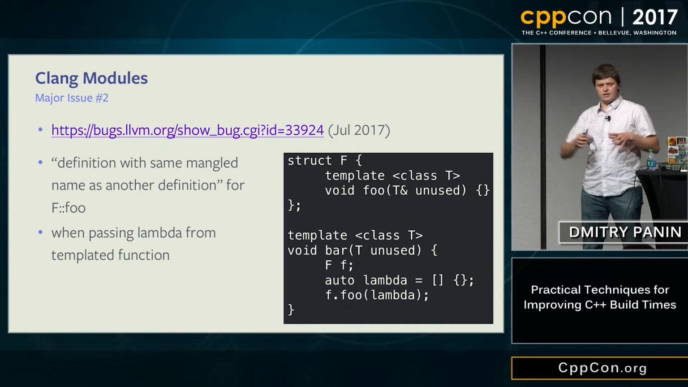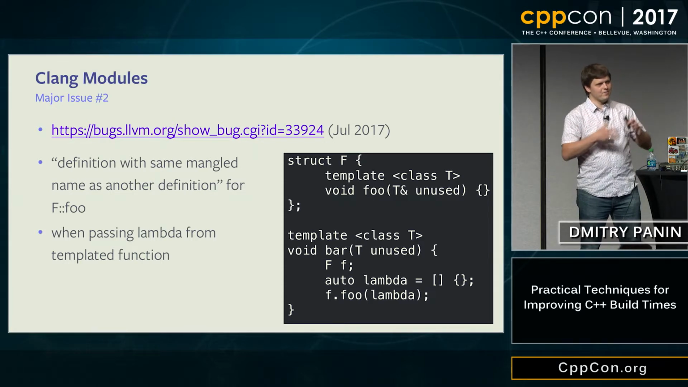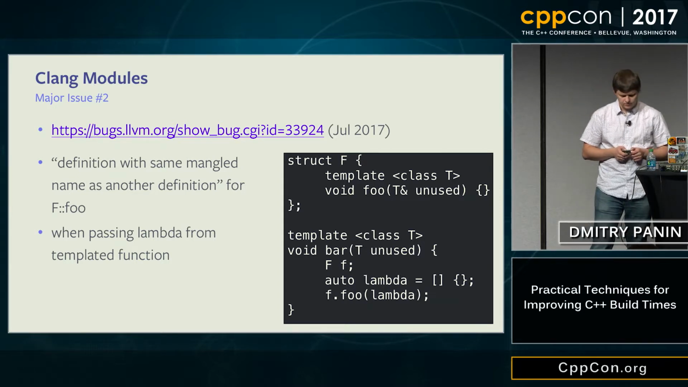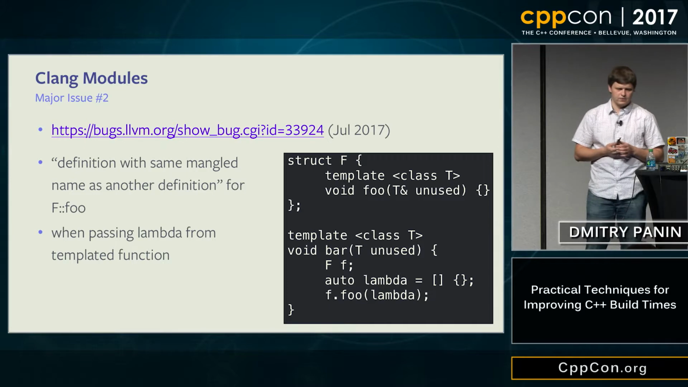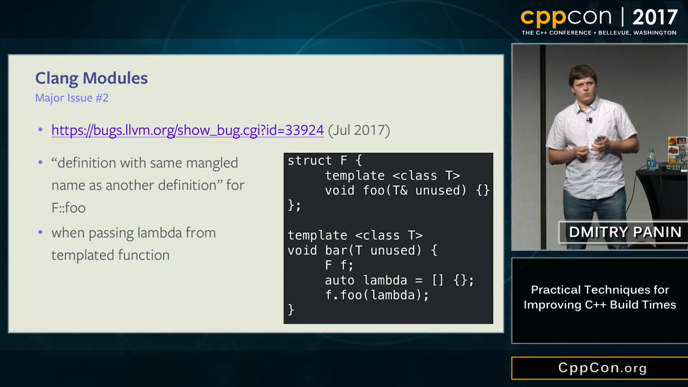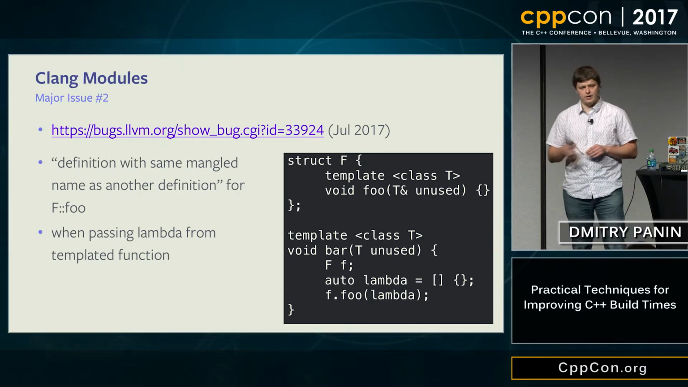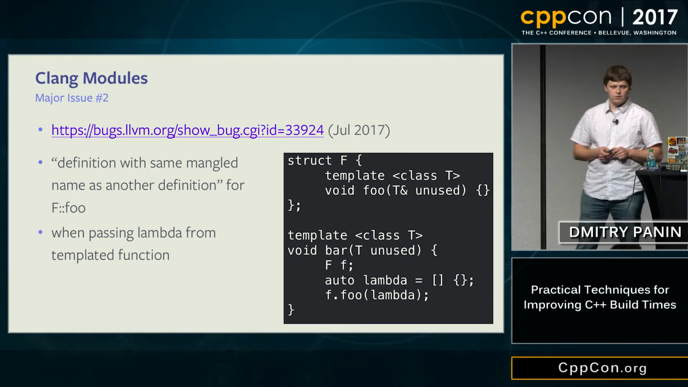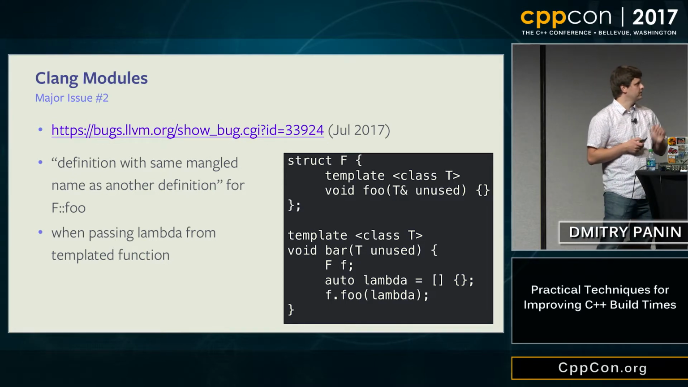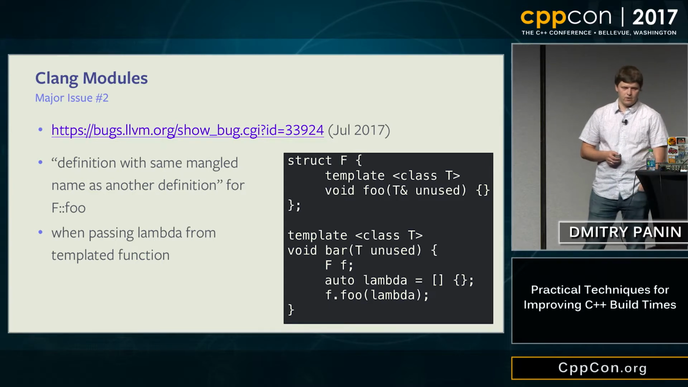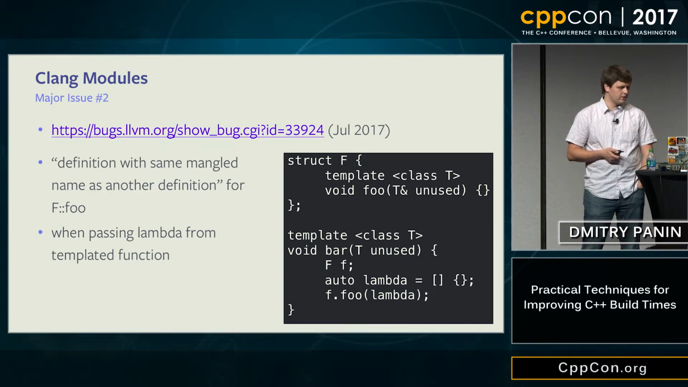Basically it meant that some name had the same mangled name, there was another definition, but it was for the same function. After some experimenting, we found that this happens when you pass a lambda from a templated function. In this example, if we remove templates from function bar or pass something else, not a lambda, to class f, then it works fine, but with these conditions, it doesn't. Again, we have quite a few places in our code base, so this slowed our adoption.